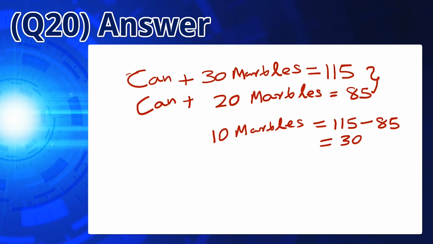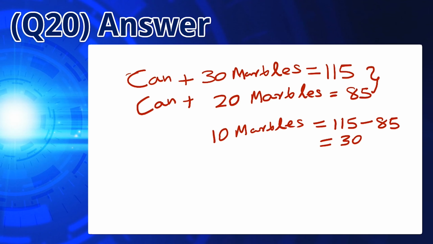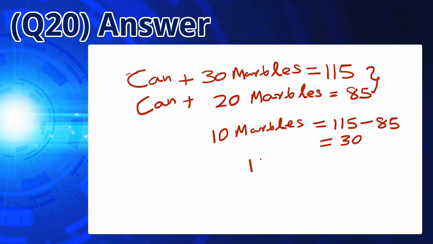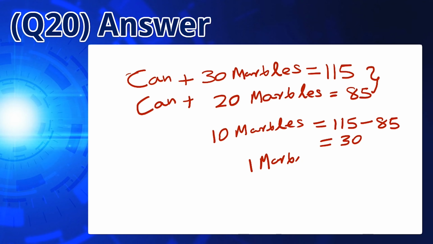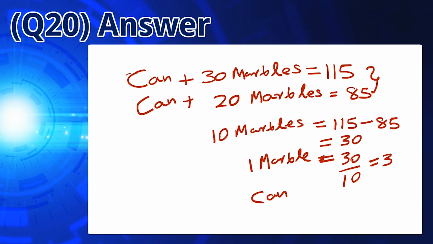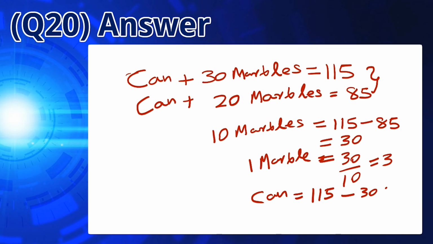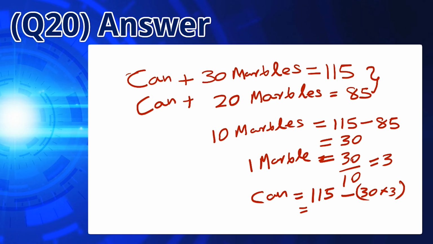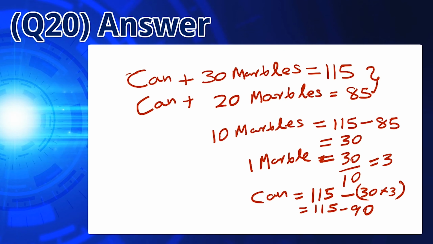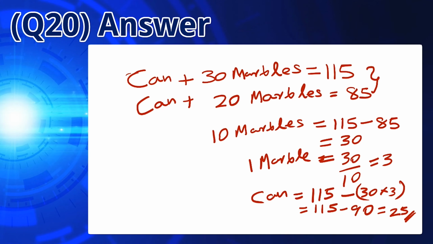A can plus 30 marbles is equal to 115 grams. A can with 20 marbles is equal to 85 grams. So this means that 10 marbles is equal to 30 grams, and 1 marble is equal to 3 grams. So a can is equal to 115 minus 30 times 3, which is 115 minus 90. So a can is equal to 25 grams. So the answer is C.